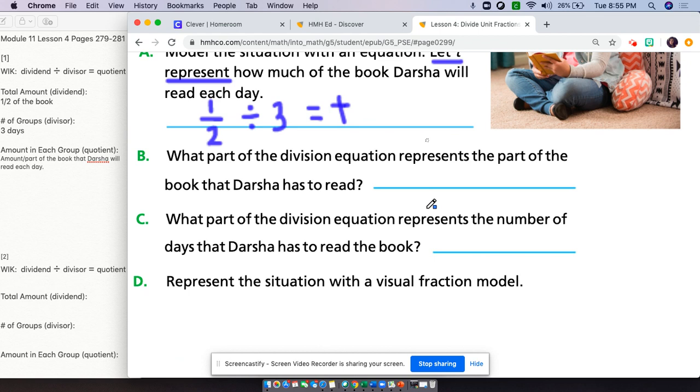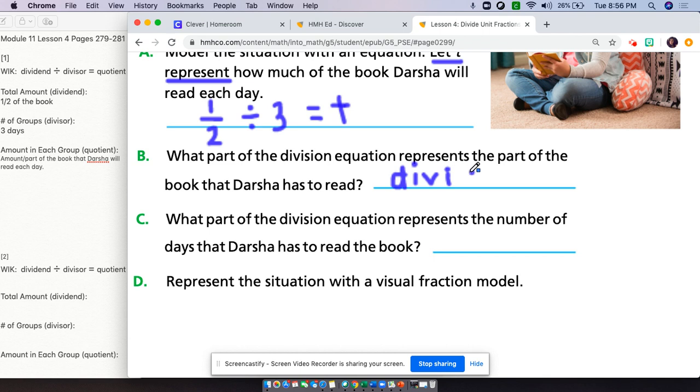Part B says, what part of the division equation represents part of the book that Darsha has to read? Which of these represents the part that Darsha still needs to read? Correct, the half. The half is my dividend. So that's what I'm going to put here. The dividend is what represents the part of the book that Darsha still needs to read.